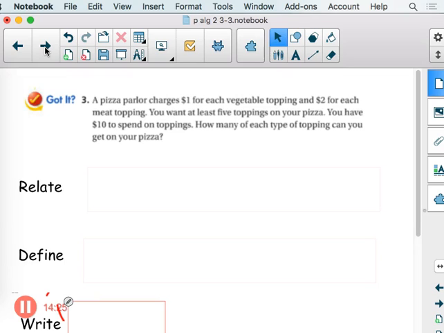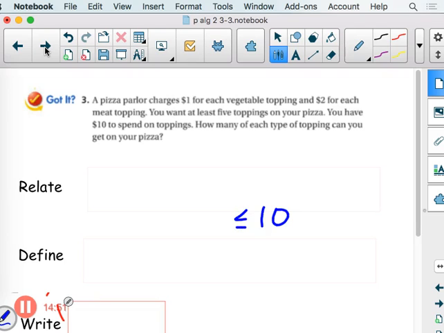A pizza parlor charges $1 for each vegetable topping and $2 for each meat topping. You want at least 5 toppings on your pizza. You have $10 to spend on toppings. How many of each type of topping can you get on your pizza? Find the total. $10. Now, is that your limit, or can you spend $11? So it has to be less than or equal to.